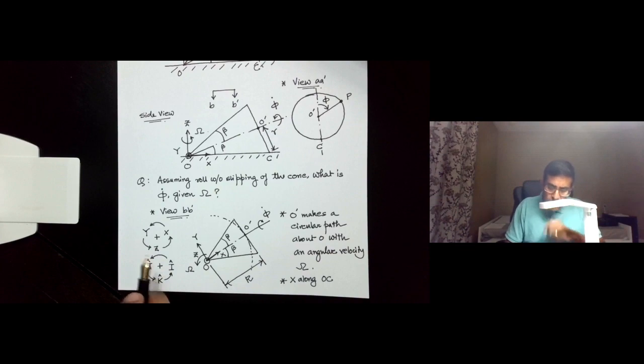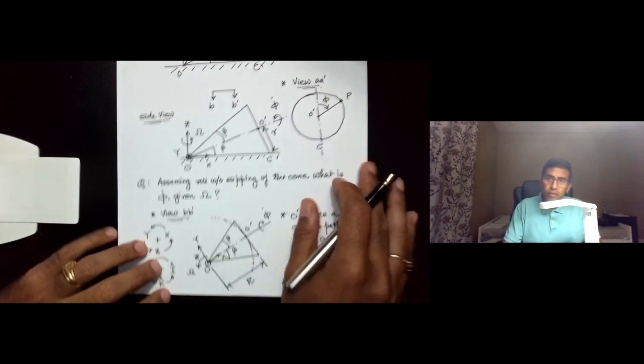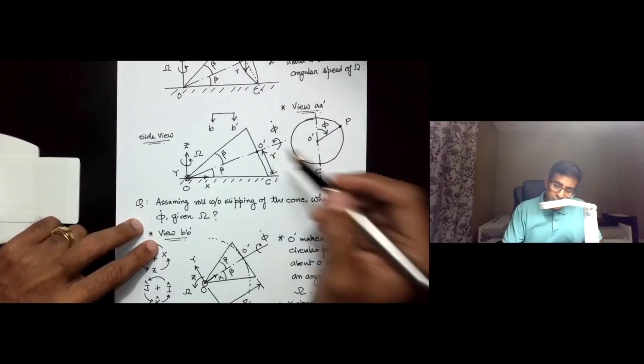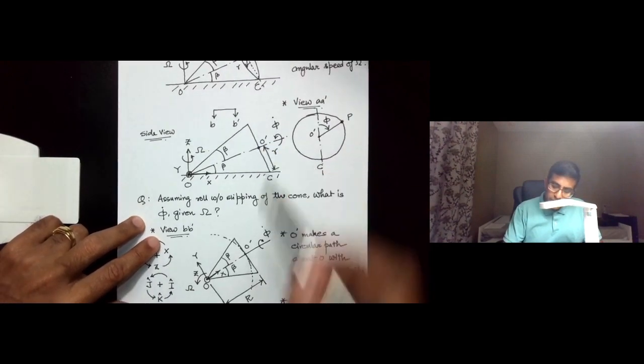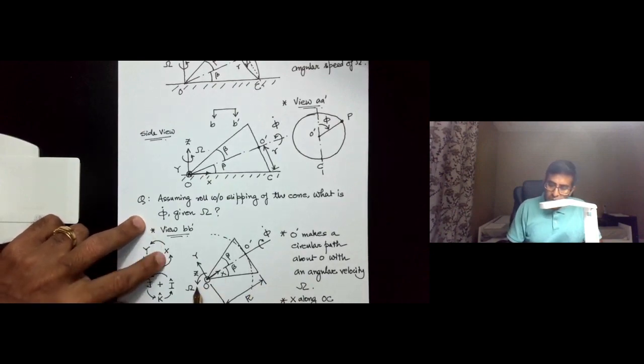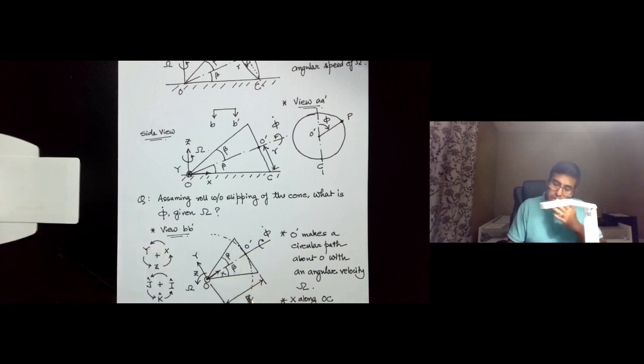Okay, so how do we go about it? Our strategy is going to be the following. We make the observation that O prime takes a circular path, and so if this angular velocity is omega, we can find what this velocity of O prime is rather simply, because O prime just goes in a circular path about the point O. So that can be easily found out.